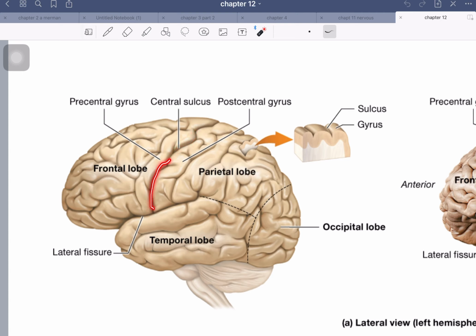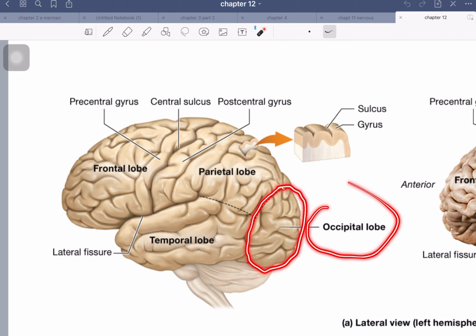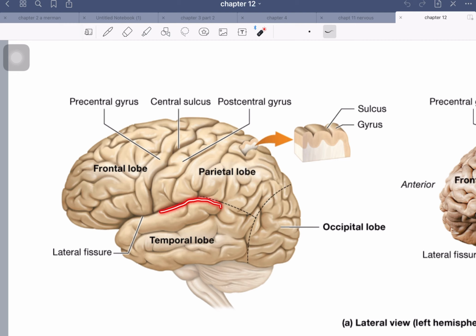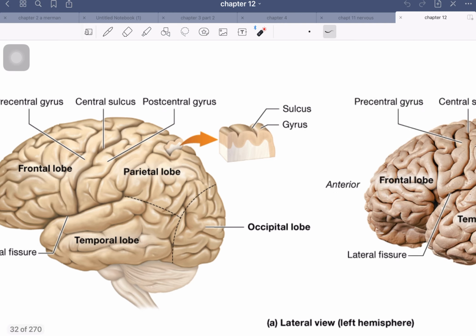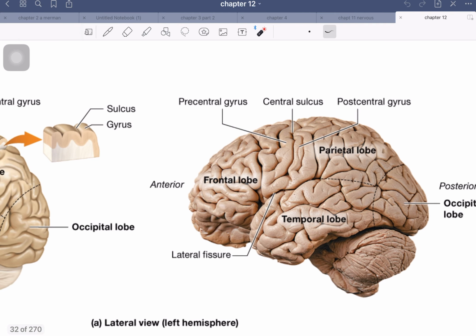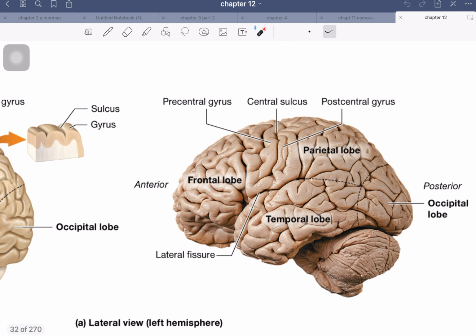And the central sulcus divides the frontal lobe from, there's the central sulcus again, the parietal lobe. We also have the occipital lobe, and the occipital lobe is this region, and we have the temporal lobe right here, and you can see it outlined by those dash marks. So that's frontal lobe, parietal lobe, occipital lobe, temporal lobe. Now where's the next one? And that would be the insula, and we'll see that in a moment.